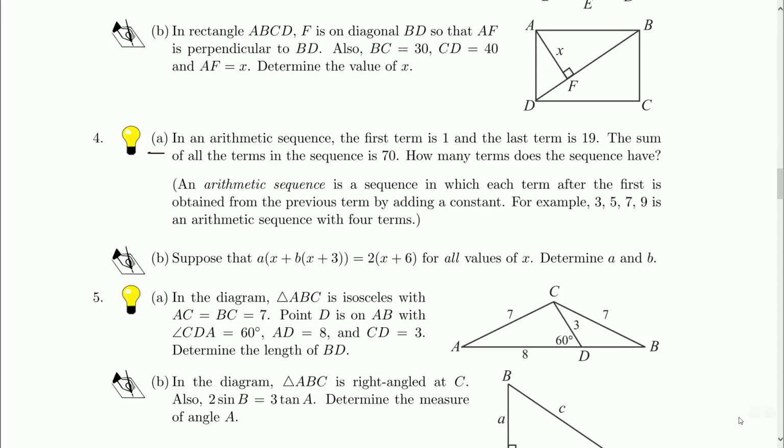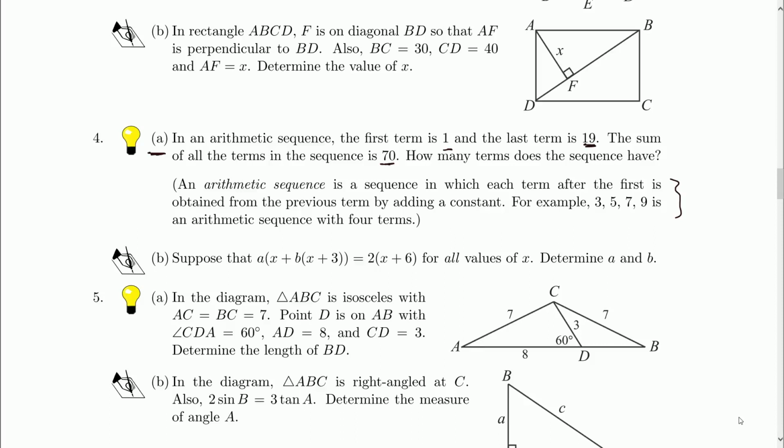Alright, so 4a, in an arithmetic sequence, the first term is 1 and the last term is 19. The sum of all the terms in the sequence is 70. How many terms does the sequence have? And in case you don't know what an arithmetic sequence is, they are nice enough to provide this for you. They'll do that for arithmetic sequences and geometric sequences and a couple other math concepts that should be common but have slowly been phased out of things like the curriculum.